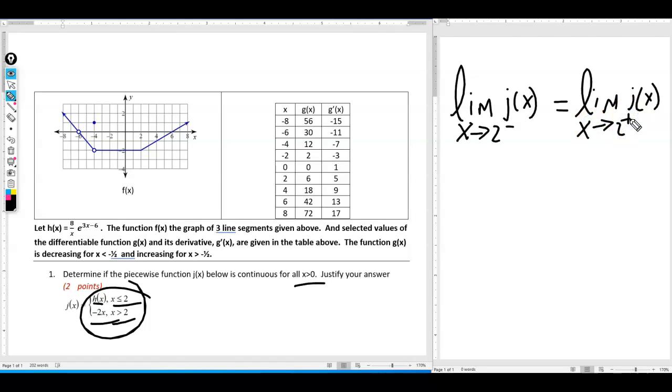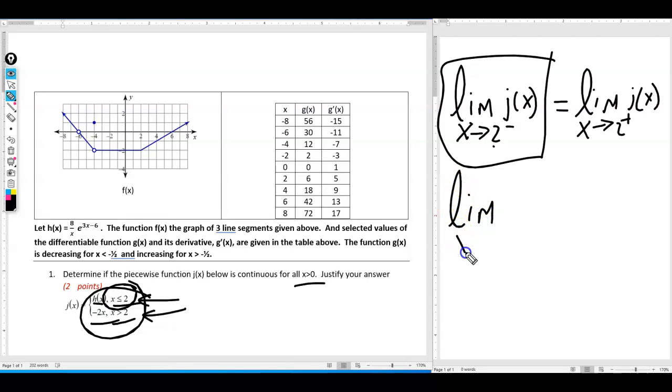Okay, so now let's start with this one here. If I'm approaching 2 from the left, that means I'm approaching 2 from numbers that are smaller than 2. Which of these pieces represent where x is smaller than 2? Well, it's the top. x is less than or equal to 2. So for this piece on the left here, we're approaching 2 from the left. For j of x, that's the same thing as approaching 2 for h of x from the left.